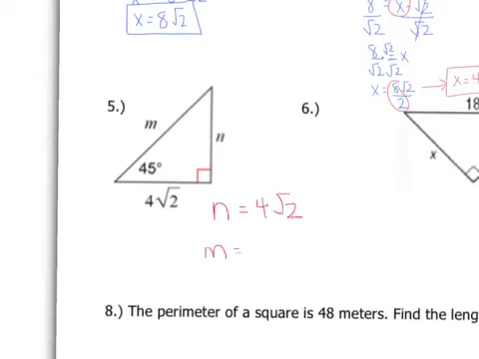What about m? 8. Very good. That is 8. If you take the leg times radical 2 again, radical 2 times radical 2 is just 2. So that's 4 times 2. That is 8. Very good.